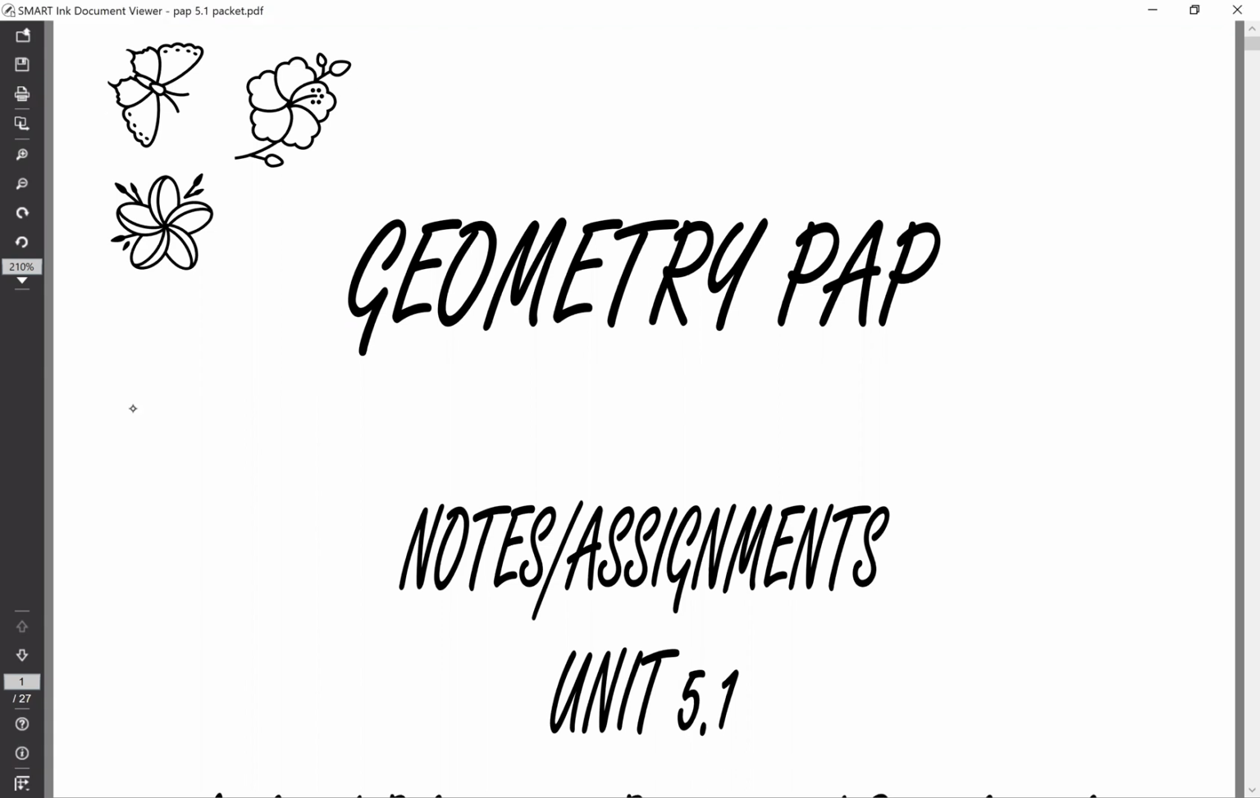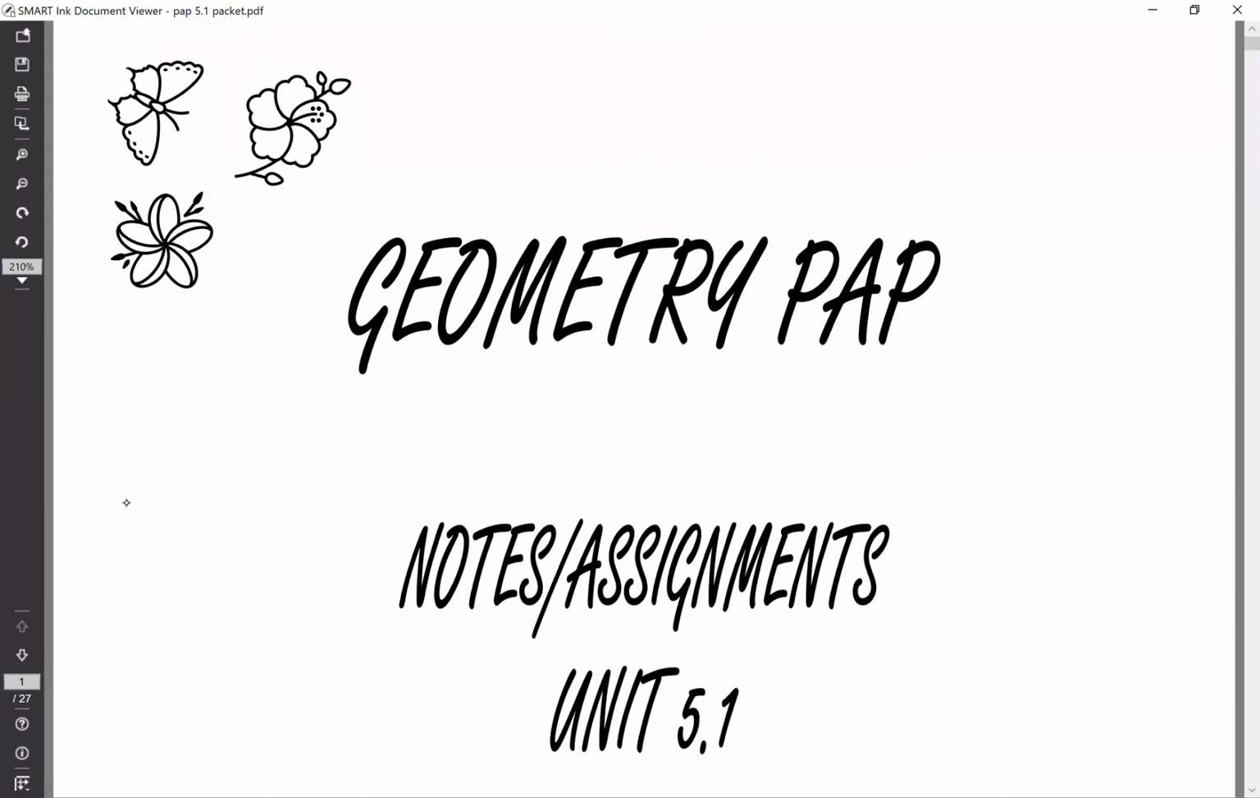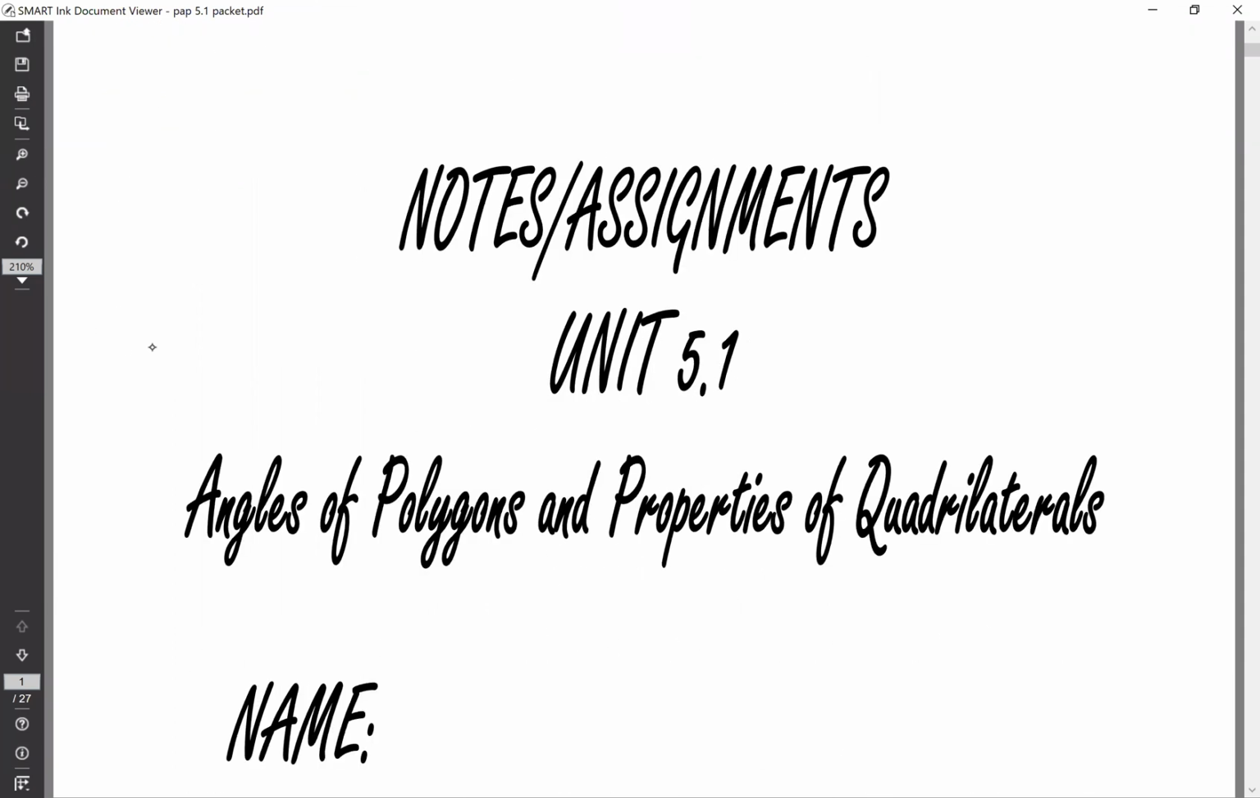packet here. Go ahead and make sure you've grabbed one from the back counter. It should have this butterfly and these flowers on it. Okay, it should say Geometry Pre-AP.